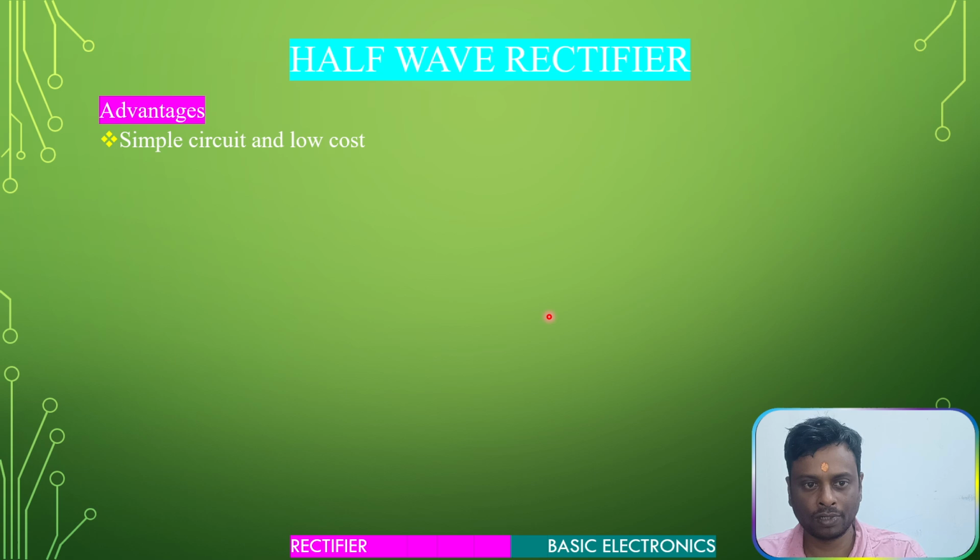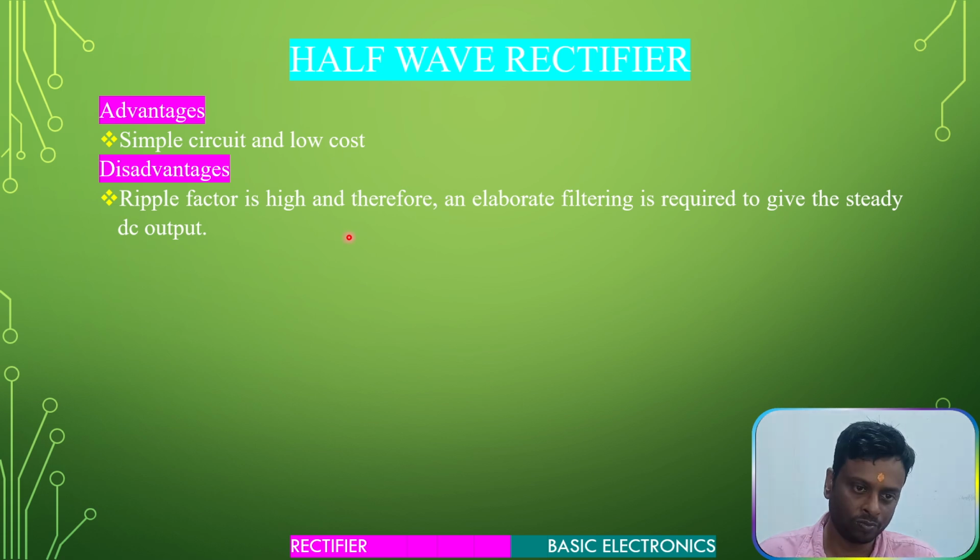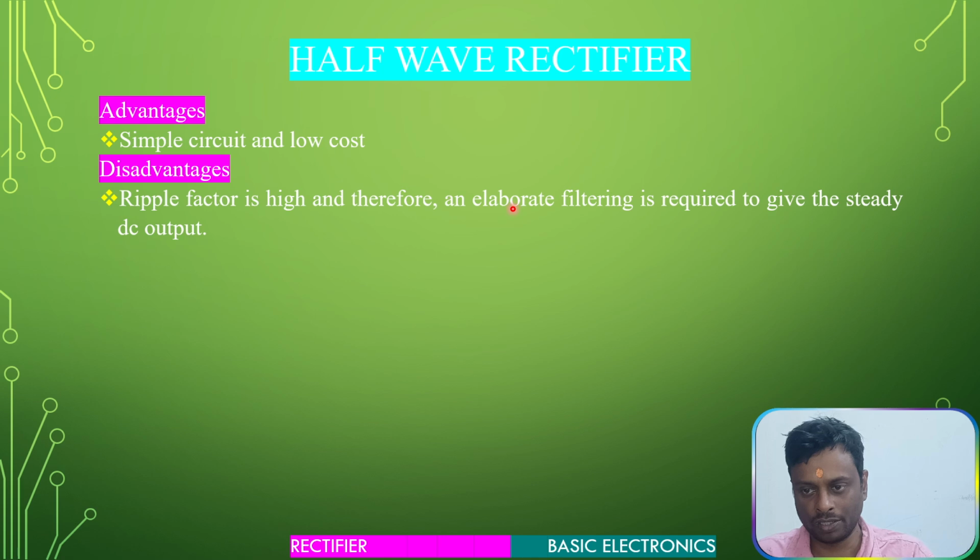Then what are the advantages? In a half wave rectifier we are using only one diode, so the circuit is low cost. The disadvantage is that the ripple factor is high, 1.21. The ripple factor is high and filtering is required to give a steady output voltage. We are getting more ripples in the output, that is why elaborate filtering is required to get a constant DC supply.